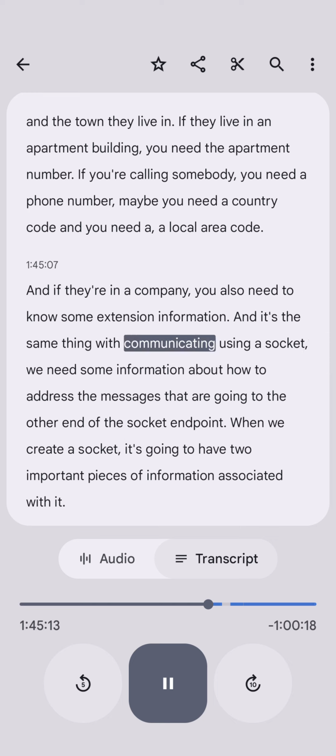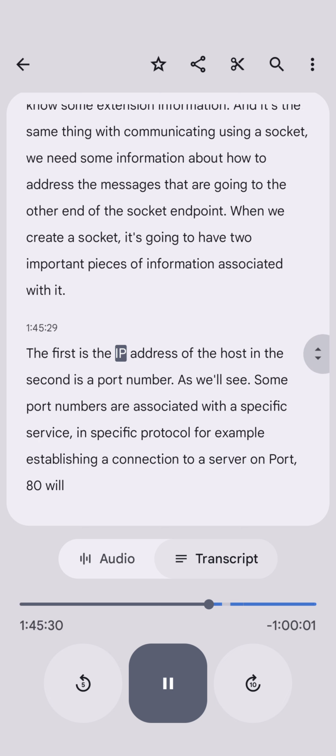And it's the same thing with communicating using a socket. We need some information about how to address the messages that are going to the other end of the socket endpoint. When we create a socket, it's going to have two important pieces of information associated with it. The first is the IP address of the host, and the second is a port number. As we'll see, some port numbers are associated with a specific service and a specific protocol. For example, establishing a connection to a server on port 80 will connect you to the web server at that server. Connecting to port 25 will get you to an email server. We'll cover ports in more detail throughout this chapter.